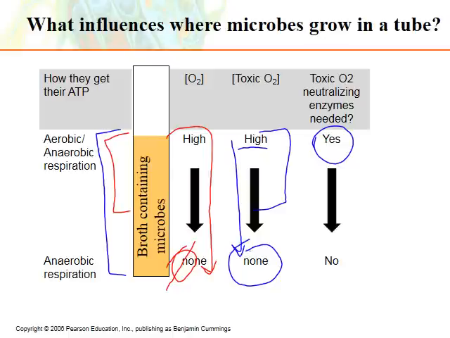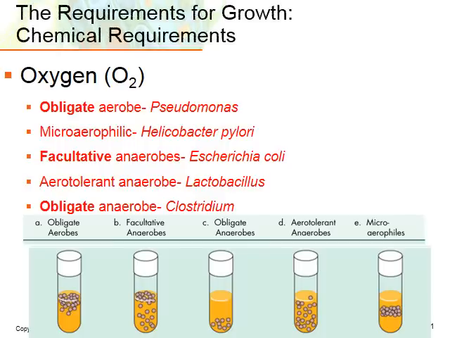If they don't have the enzymes that are necessary to neutralize the toxins, then they have to live in an area where the toxins aren't present. And that means only at the bottom of the tube. Remember, there's a concentration gradient. Toxins are up here at the top. They're not there at the bottom. So you put these two together, and you see why these organisms grow in these different areas.